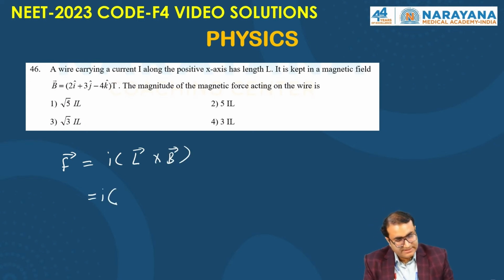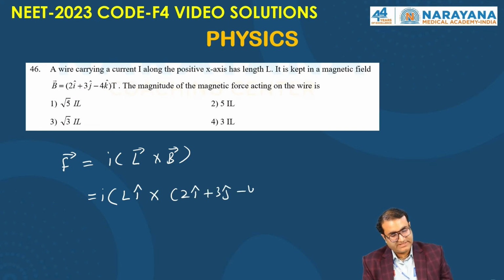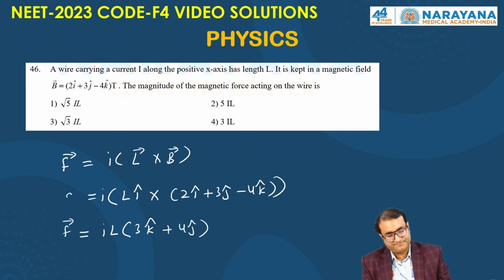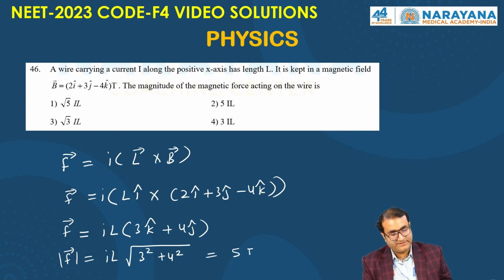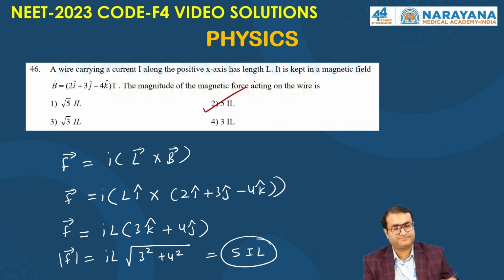So I L is L i cap cross (2 i cap plus 3 j cap minus 4 k cap). If you solve it, you will get I L (3 k cap plus 4 j cap). So this is in the vector form. Just try to calculate the magnitude. It is I L under root of 3 square plus 4 square, which is 5 I L. So I'll go with the second option here as answer.